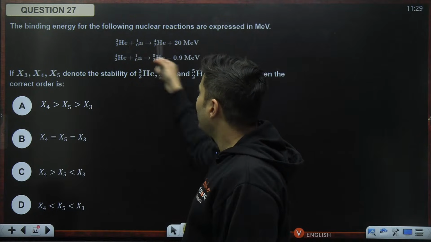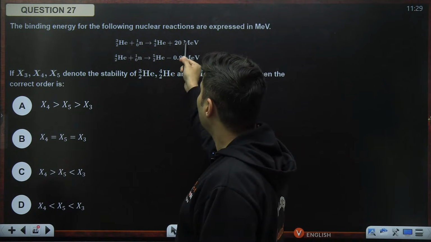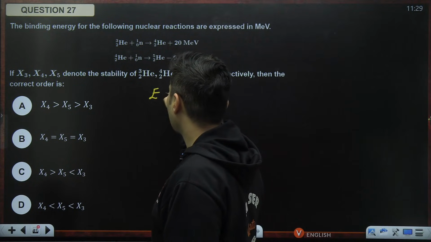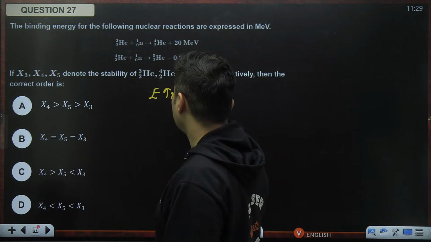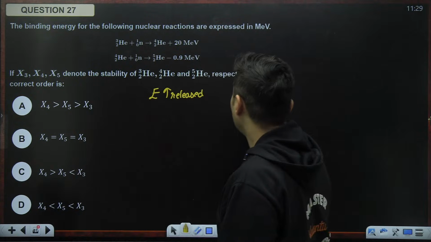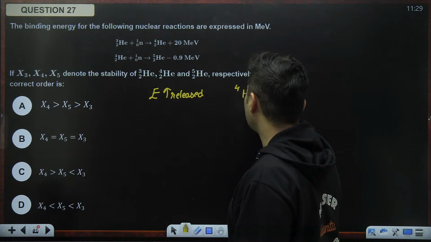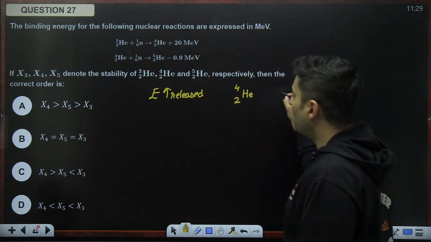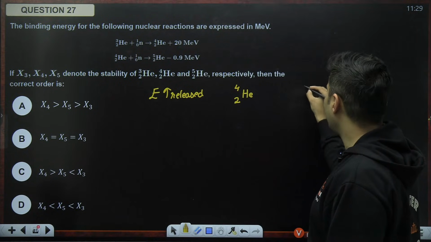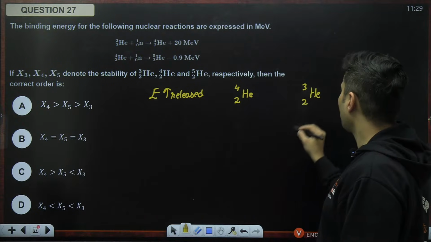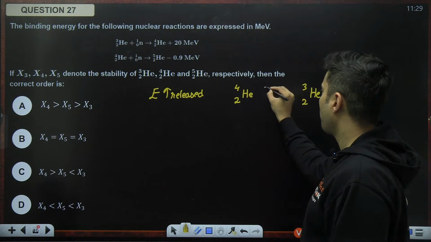So over here, because energy is released, 100% energy is released. That means 4He2 is more stable than 3He2. It is more stable.